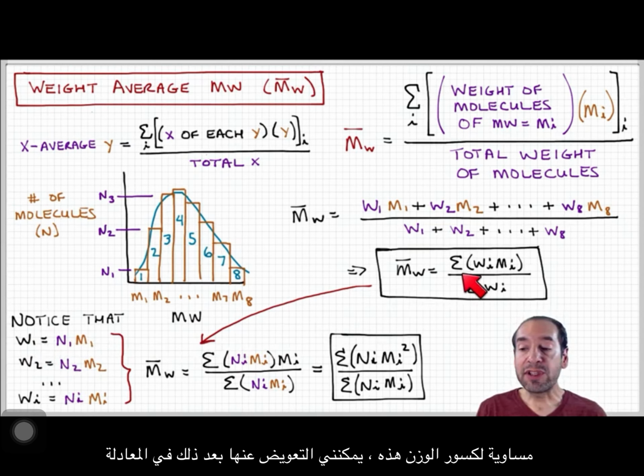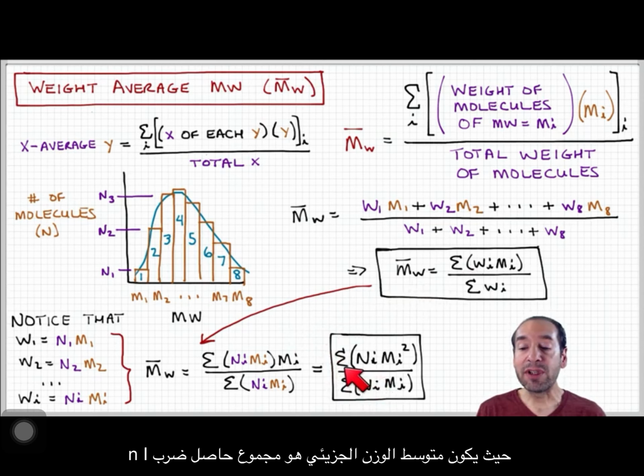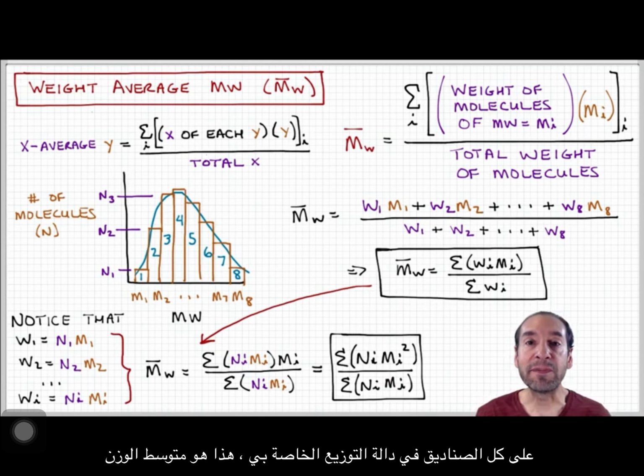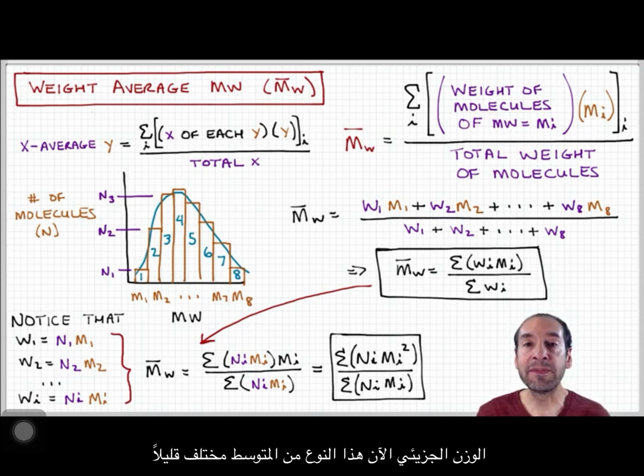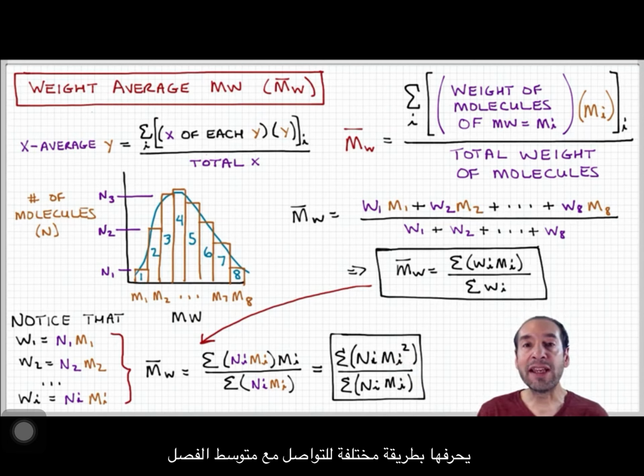I can substitute this into the equation for the weight average molecular weight, and I obtain an equivalent relationship where the weight average molecular weight is the sum of the product of ni mi squared divided by the sum of the product ni mi, and those are added up over all the bins in my distribution function. That's the weight average molecular weight. Now this kind of average is a little bit different. Notice that it weights the heavier fractions in the distribution more strongly, so it skews it in a different way.